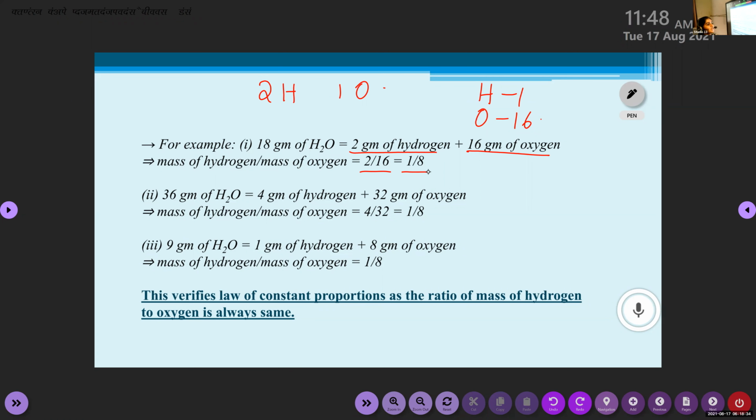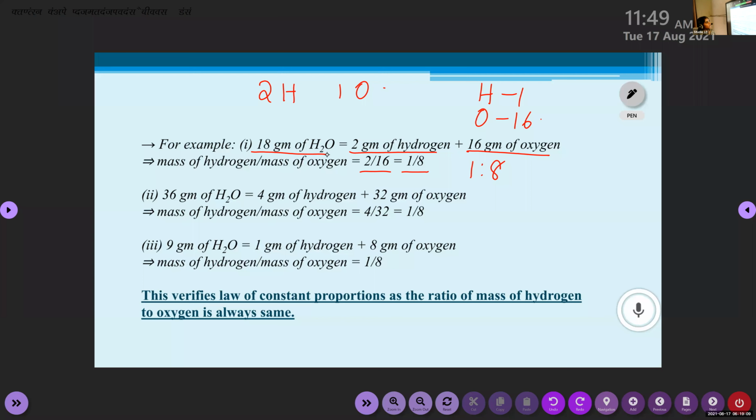So remember, the mass of hydrogen atom is 1 and the mass of oxygen atom is 16. Here there are 2 hydrogen atoms, so 2 into 1, that is 2 gram of hydrogen. In the case of oxygen, only 1 oxygen atom, so 16 gram. When you look at the ratio between mass of hydrogen and mass of oxygen, it is 2 by 16 and it is 1:8. That is for 18 gram of water. When you add these 2 masses, you will get 18, right? 18 gram of water will be obtained.